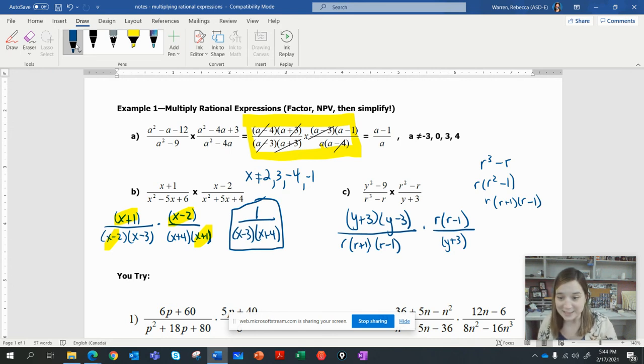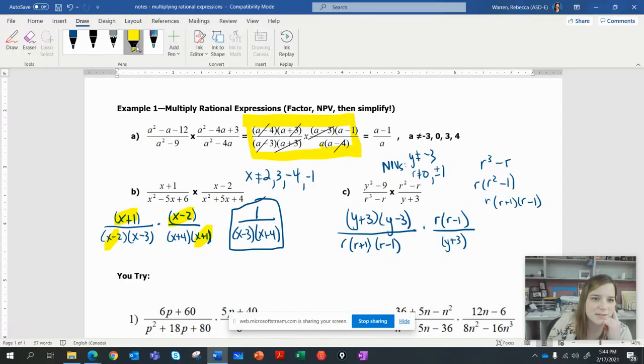So before I start canceling things out, I will find the non-permissible values because I am learning. And I'm going to have some for y and some for r. So y cannot equal negative 3. That's the only one for the bottom, right? And then r cannot equal 0, and plus and minus 1. That's it. Those were non-permissible values.